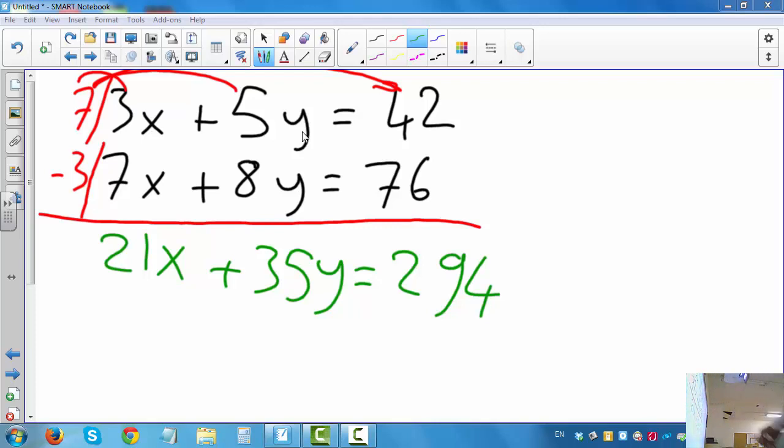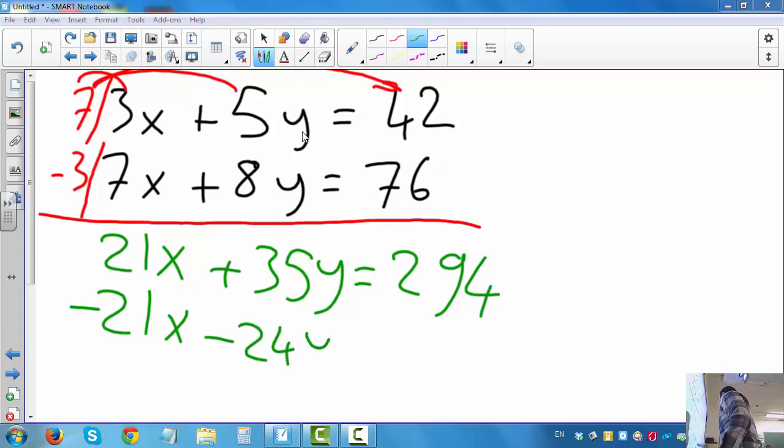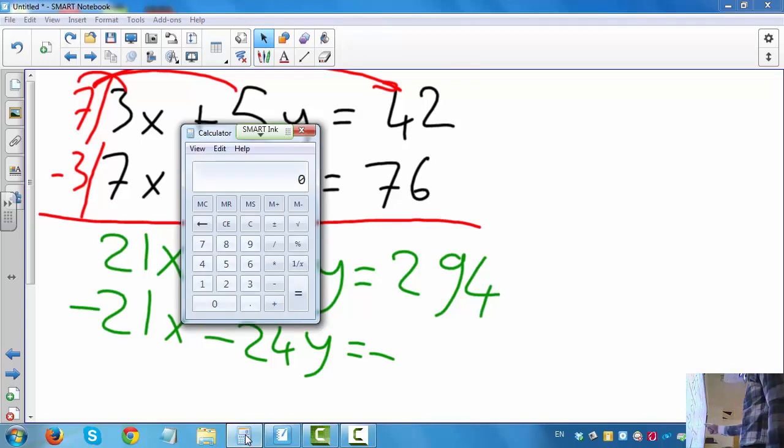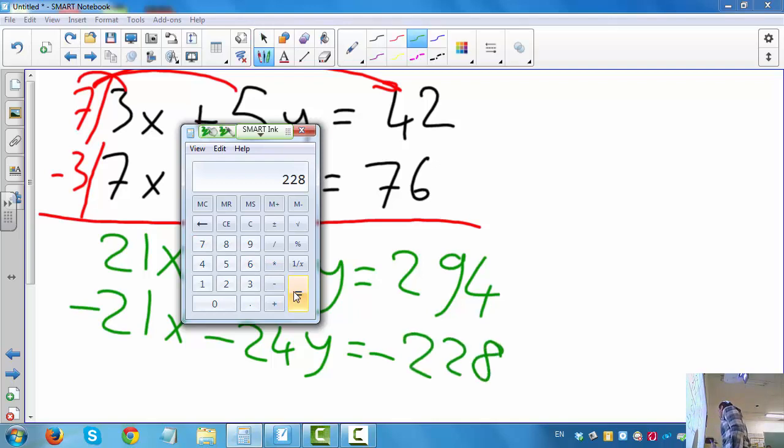Let's continue. Now I'm going to do the same, but this is where I need you to pay attention. We've got the negative sign here. So every number you write down will be a negative one. So 3 times 7 is 21, but a negative one. And 3 times 8 is 24, but a negative one. And this will be negative as well. 3 times 76, let's use my calculator for that. 3 times 76 is 228.